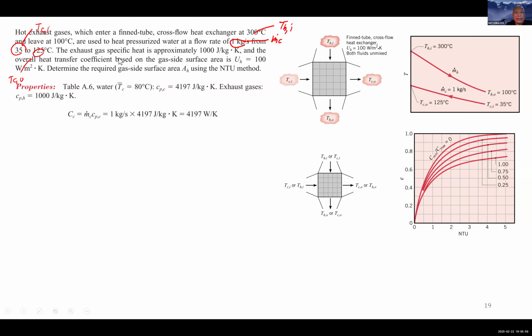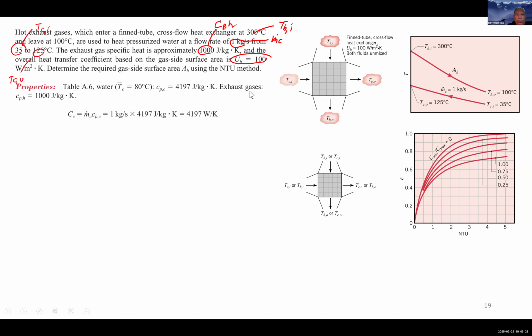The exhaust gas specific heat is approximately 1,000 Joule per kilogram per Kelvin. So this is the CPH. And the overall heat transfer coefficient based on the gas side is 100. This is UH, meaning the hot side. Okay.